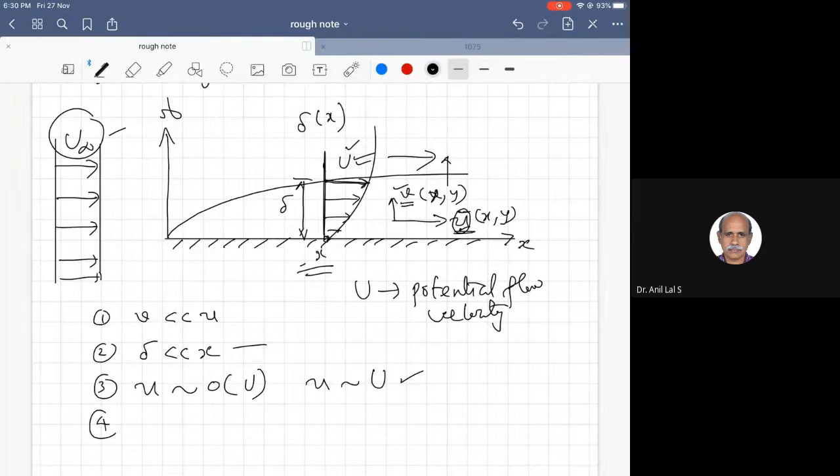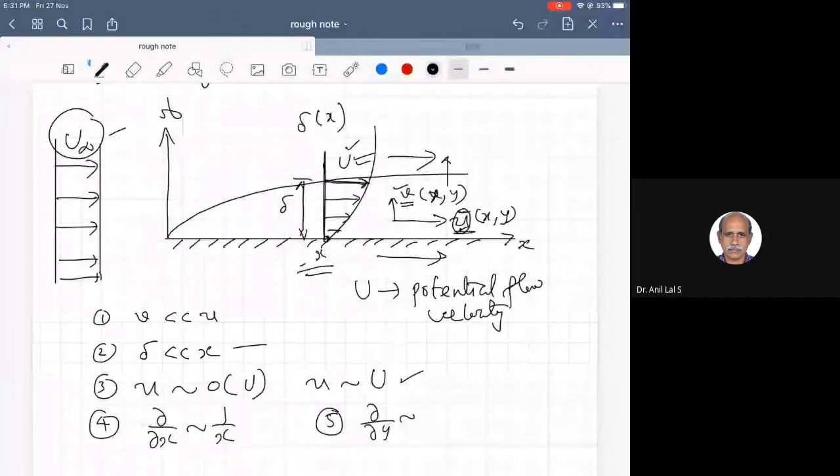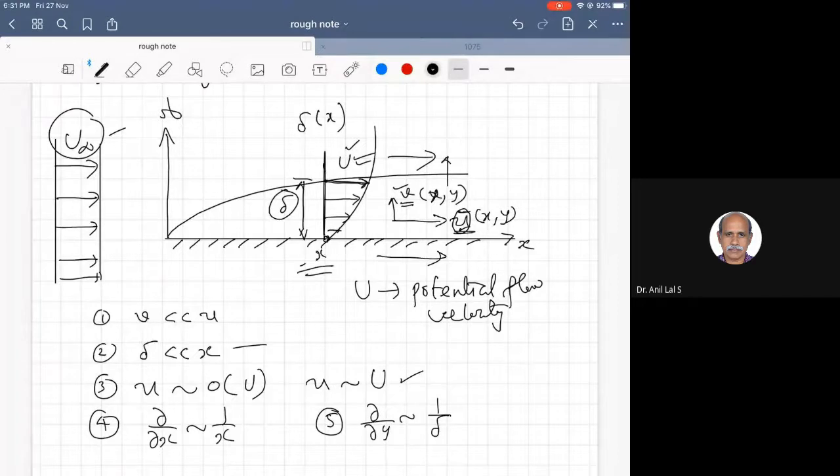And another important assumption is that the gradients along the x direction reduce as x increases. So ∂/∂x is of the order of 1/x. For larger distances, the gradient along the x direction reduces. The fifth one is ∂/∂y is of the order of 1/delta, because the velocity gradients in the vertical direction exist over a distance of delta, and beyond delta, for y greater than delta, ∂/∂y is 0.